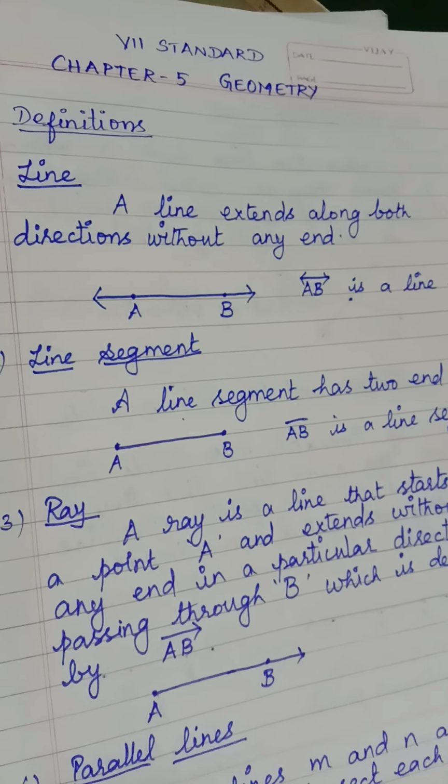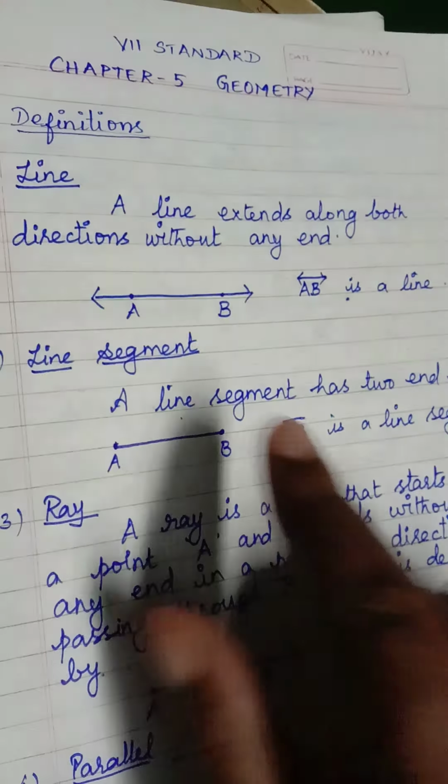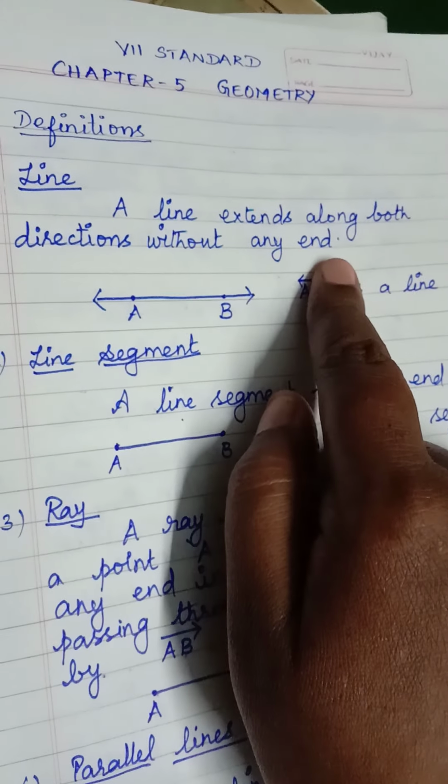Dear students, let us see now geometry. First we can see the definitions. Line. What is a line? A line extends along both directions without any end.